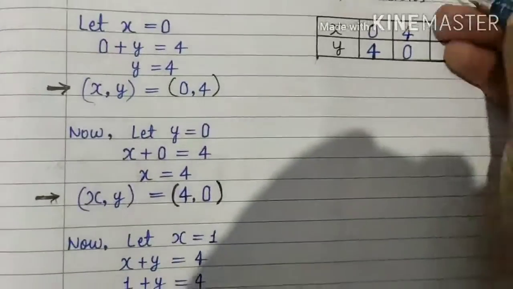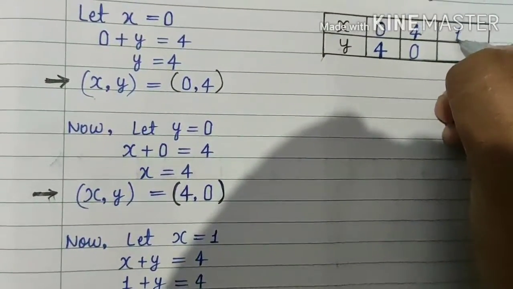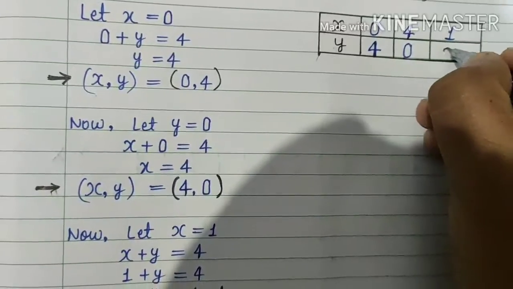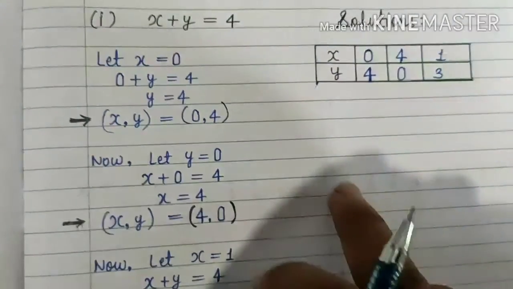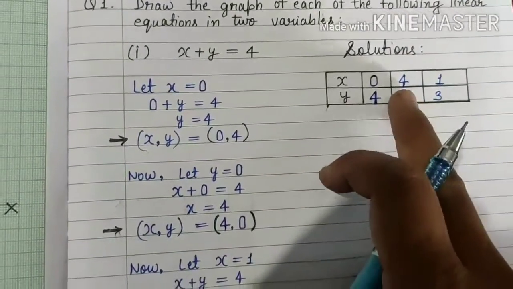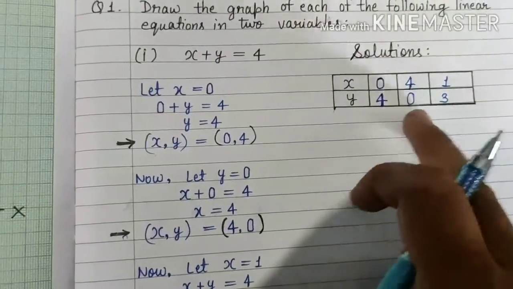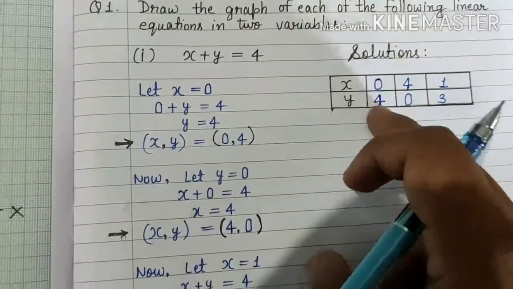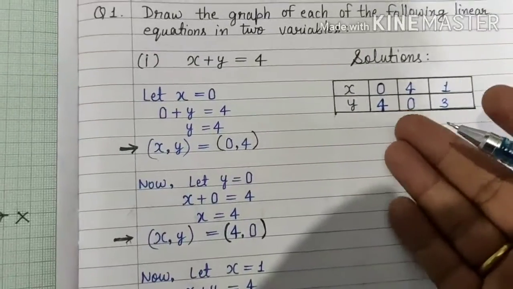So we got our solution. We assumed x value 1, so what value of y did we get? 3. In this way we got three solutions: (0, 4), (4, 0), and (1, 3). Now we'll draw the graph on the basis of these solutions.